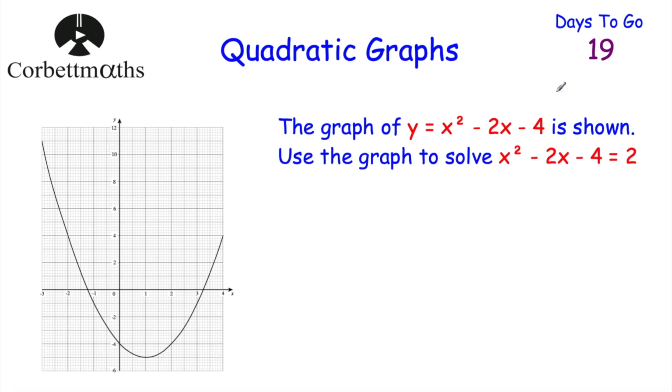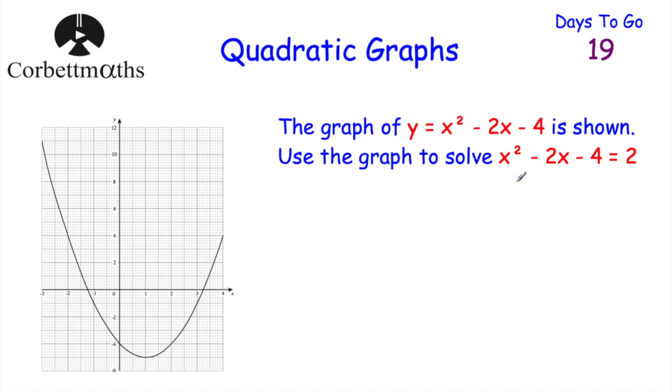Now, as I said earlier, sometimes you may be given a quadratic graph drawn for you. So here's one drawn for us. We've got y equals x squared minus 2x minus 4. And we've been asked to use the graph to solve x squared minus 2x minus 4 equals 2. So as you can see, the quadratic, instead of equaling y now, equals 2. So press pause now and think how you would then solve this.